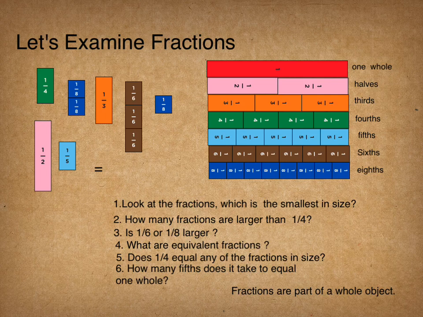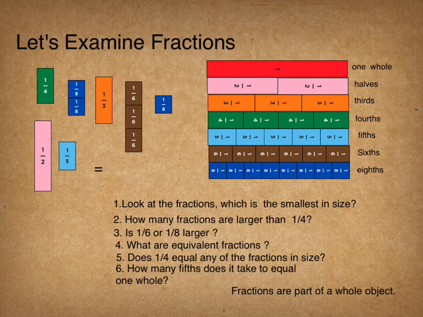The first one is to look at the fractions, which is the smallest in size. And we can do that in comparison to our tower as well as the fractional pieces that are to the left. Number 2, how many fractions are larger than 1/4? Number 3, is 1/6 or 1/8 larger? Number 4, what are equivalent fractions? Number 5, does 1/4 equal any of the fractions in size? And number 6, how many fifths does it take to equal 1 whole?